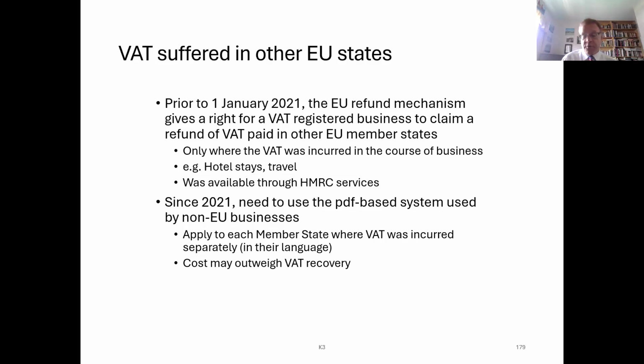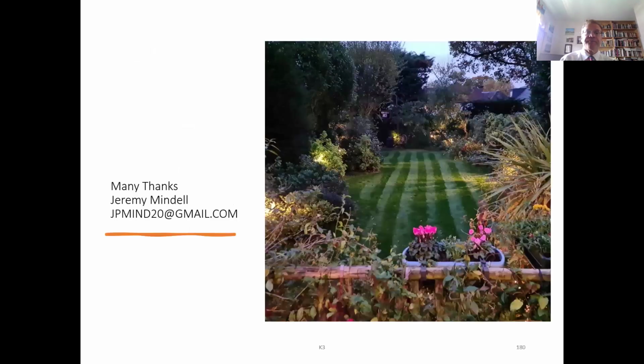The cost, of course, may outweigh the amount of VAT. And of course, it may take time, depending on the efficiency of the tax authority, to actually get the money back. So therefore, if you're in that position, that's just a cost of doing business in the other country.